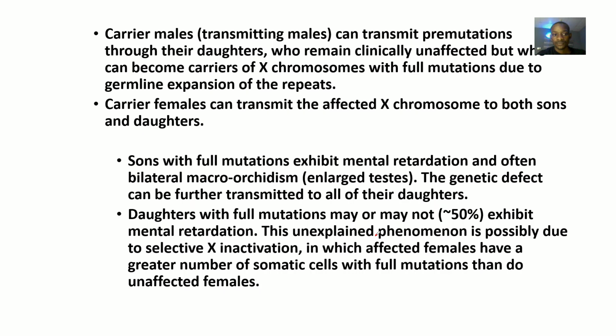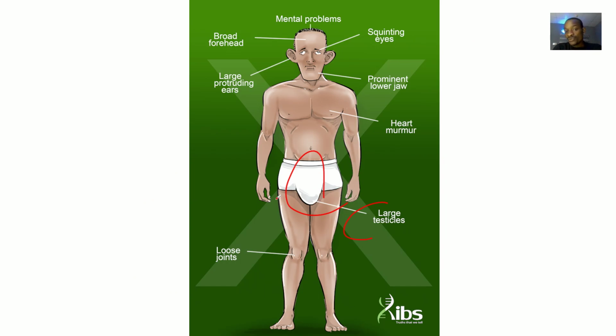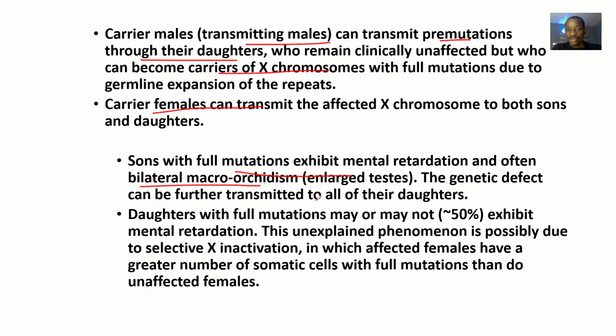Then in carrier males, these are the transmitting males. They can transmit premutations through their daughters, who remain clinically unaffected but who can become carriers of X chromosomes with full mutations due to a germline expansion of the repeats. Carrier females can transmit the affected X chromosome to both sons and daughters. Sons with full mutation exhibit mental retardation, often bilateral macroorchidism. That's what we've already spoken about. Big testes, right? And the genetic defect can further be transmitted to all of their daughters.